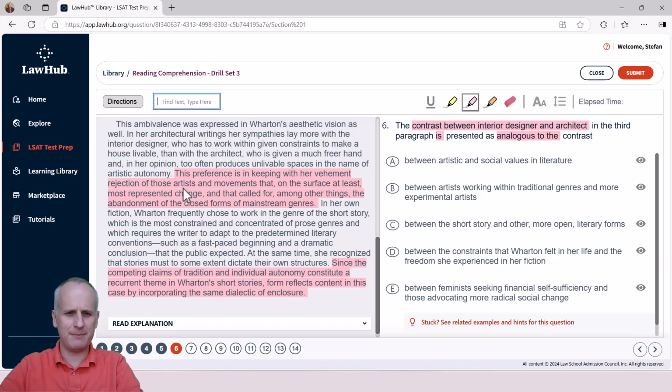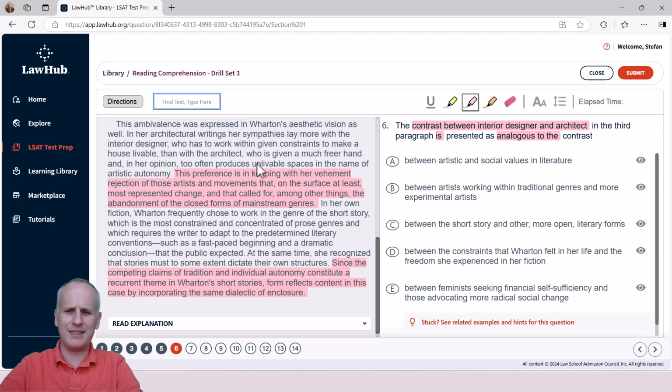So we read, this ambivalence was expressed in Wharton's aesthetic vision as well. In her architectural writings, her sympathies lay more with the interior designer, who has to work within given constraints to make a house livable, than with the architect, who's given a much freer hand and, in her opinion, too often produces unlivable spaces in the name of artistic autonomy. This preference is in keeping with her vehement rejection of those artists and movements that, on the surface at least, most represent a change and that called for, among other things, the abandonment of the closed forms of mainstream genres.